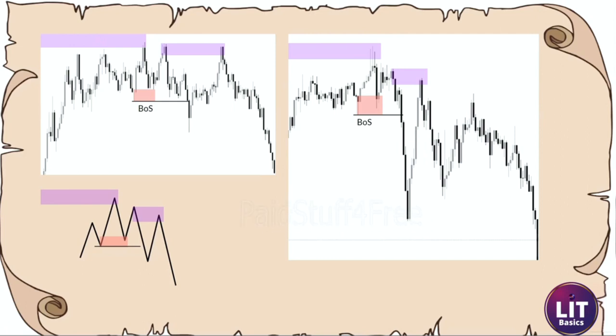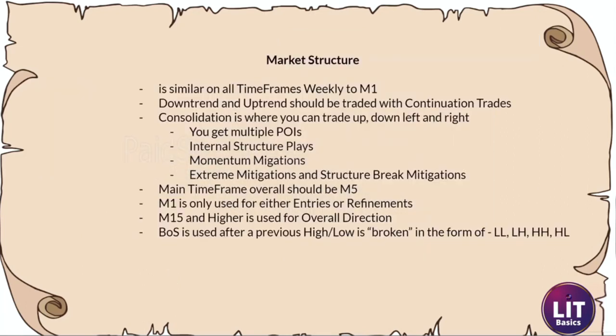Let's continue. So, little points about market structure. It's similar on all time frames, weekly to M1. We call this fractal. Downtrends and uptrends should be traded with continuation trades. Consolidation is where you can trade in every direction, obviously not left because that's trading in the past. You get multiple POIs, internal structure plays, momentum mitigations, which we'll cover, extreme mitigations and structure break mitigations. Main time frame should overall be M5, M1 should only be used for refinements and entries, and M15 and higher is used for overall direction.